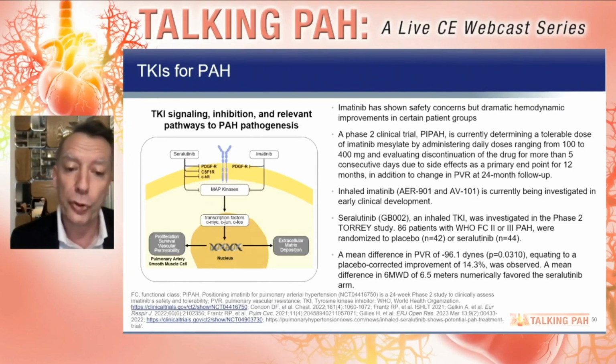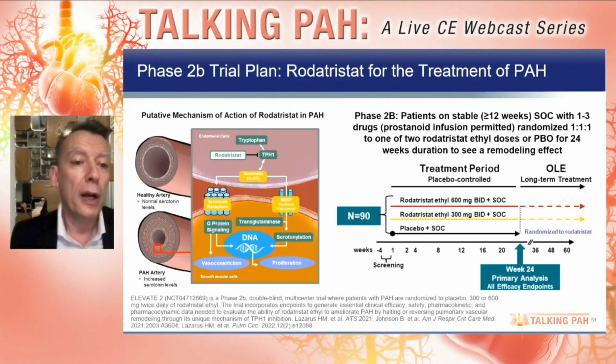There is also another drug from the tyrosine kinase inhibitor family, seralutinib, which has been tested in a phase 2 trial, namely the TORREY study. And in this phase 2, there was an improvement in pulmonary vascular resistance and a numerical improvement in 6-minute walk distance. And we look forward to having possibly a phase 3 study launched soon.